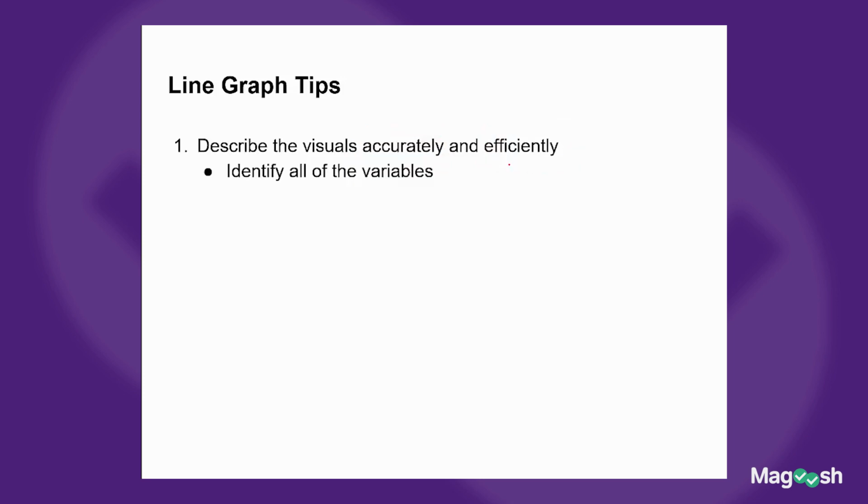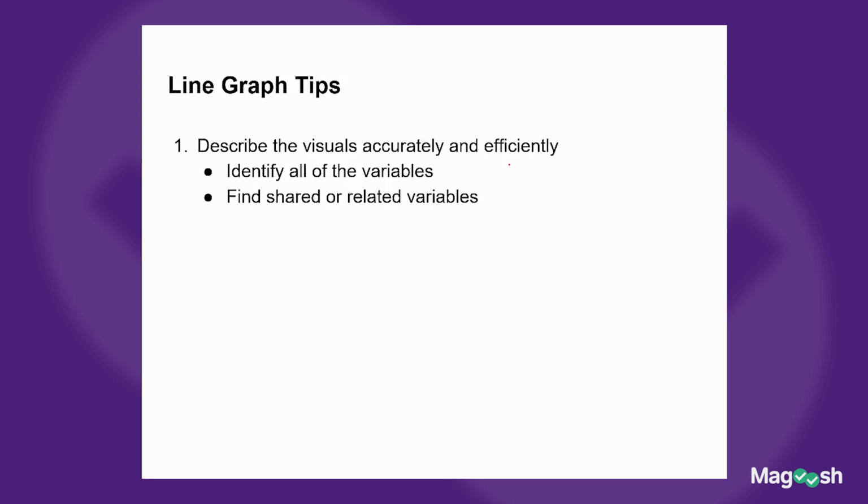So that means for prompts with line graphs, your first job is going to be to identify all of the variables and all of the different features of the line graph and to be able to describe them accurately. So in a moment, we'll take a look at these sample line graphs again, and we'll work together to identify all of the variables, all the information that we need to report about on them.